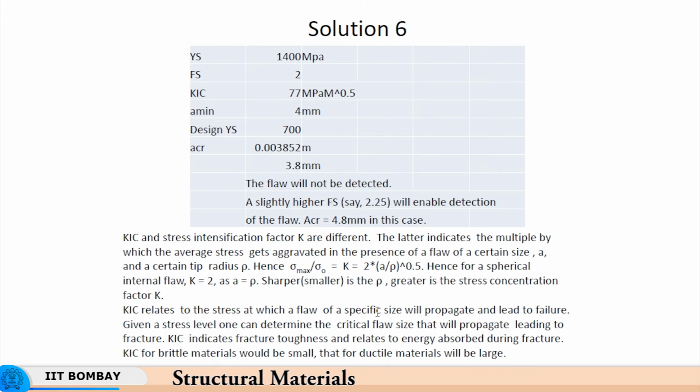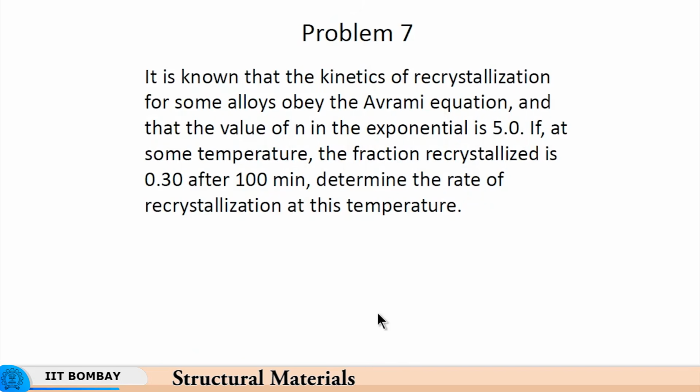K1C relates to the stress at which a flaw of a specific size will propagate and lead to failure. So basically it relates to fast fracture. Given a stress level, one can determine the critical flaw size that will propagate, leading to fast fracture. K1C indicates fracture toughness and relates to energy absorbed during fracture. K1C for brittle materials would be small, and that for ductile materials would be large.